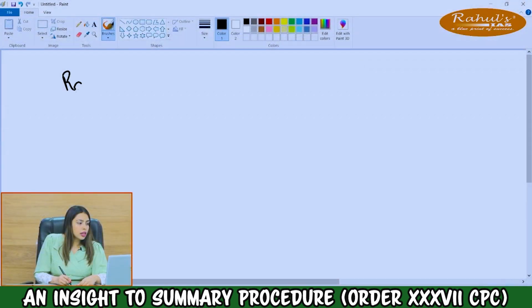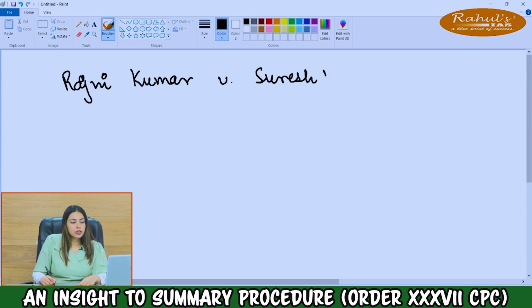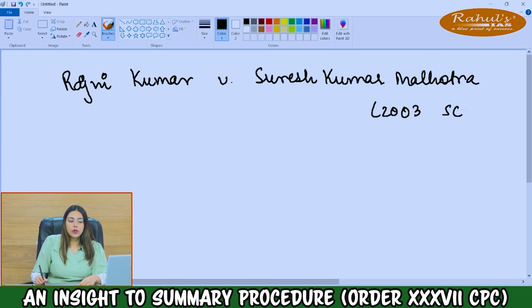So it is Rajni Kumar versus Suresh Kumar Malhotra. It is a 2003 Supreme Court judgment.